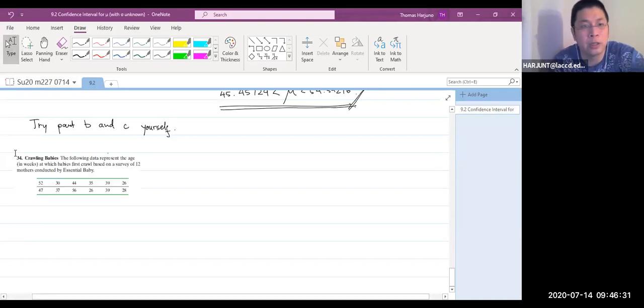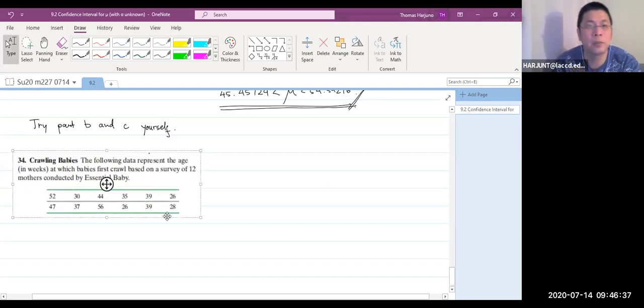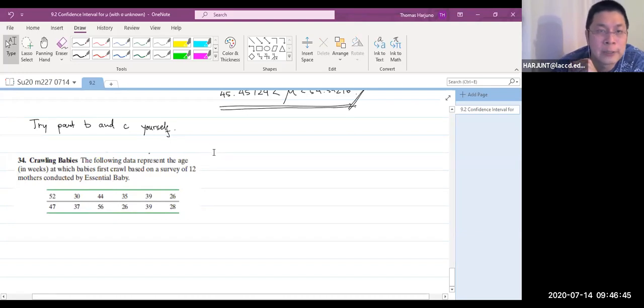Suppose they give you raw data instead. This information is actually good for me because I have a 6 months baby, so approximately 25 weeks. The following data represent the age in weeks at which babies start to crawl, based on a survey of 12 mothers conducted by Essential Baby. This is from number 34, so you can follow from your book. Part C: construct and interpret a 95% confidence interval.